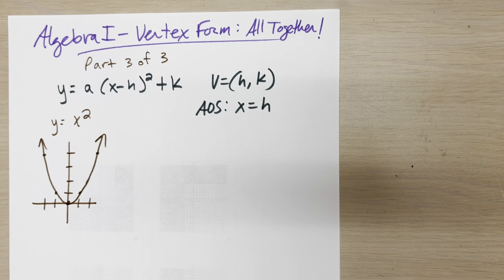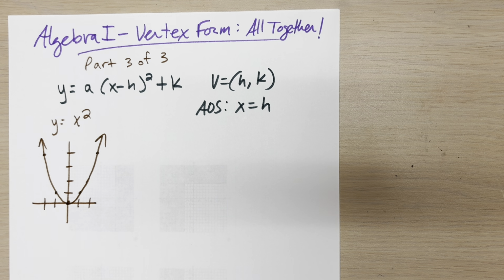This is the third video in the series of 3 in regard to graphing quadratics in Vertex form. This is designed for Algebra 1 students who are seeing this topic for the first time. So we're going to put all of the parameters a, h, and k together. All right, let's get to it.